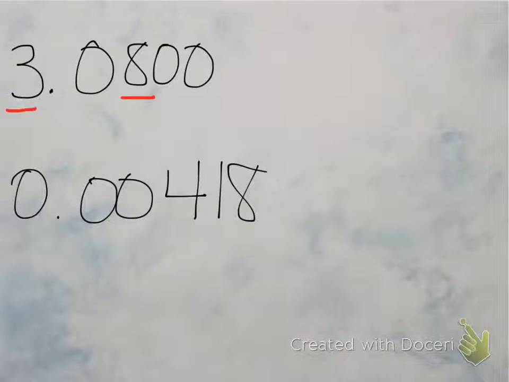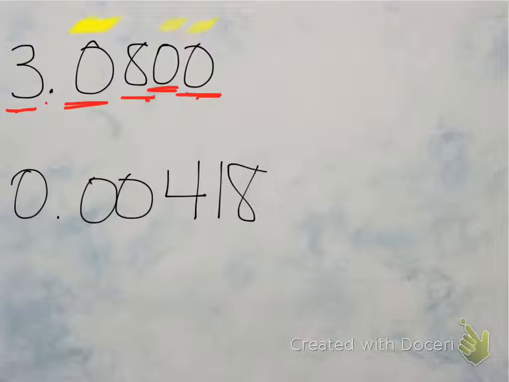Now this first zero right here is trapped. It is between two non-zero digits, therefore it is significant. Now these two. This last zero is a trailing zero in a decimal. Remember, it is in the decimal portion. It's trailing. It is significant, which means that this zero right here is trapped, so it is also significant.